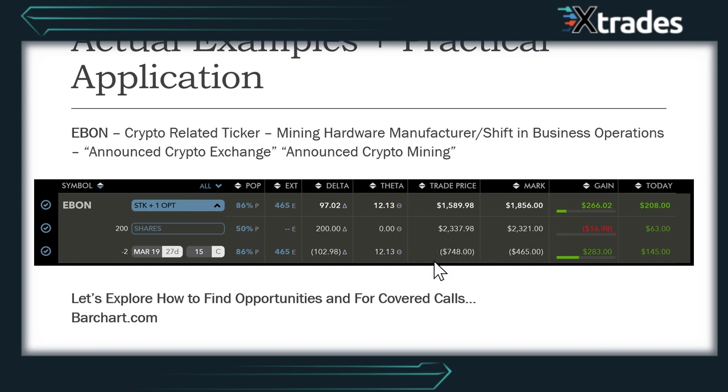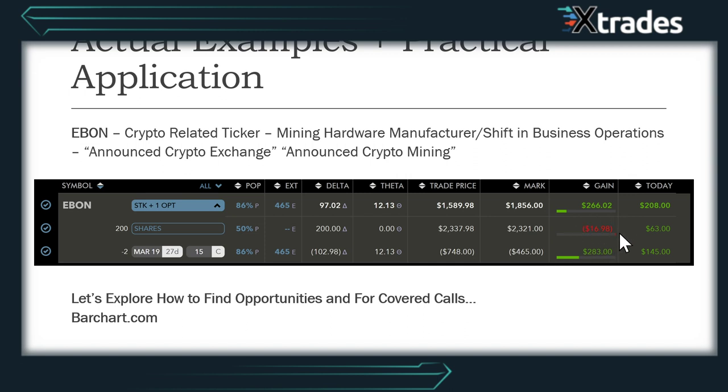So I sold it for $748 for two strikes. I can't do the math on that, $374. So I sold them for $374 each. And I bought these 200 shares total for $2,300-ish. Again, that's 11 something per share.